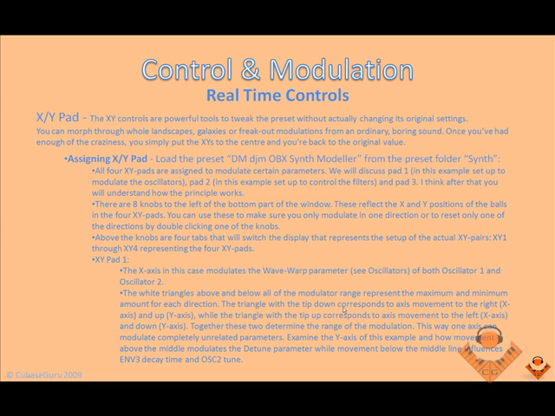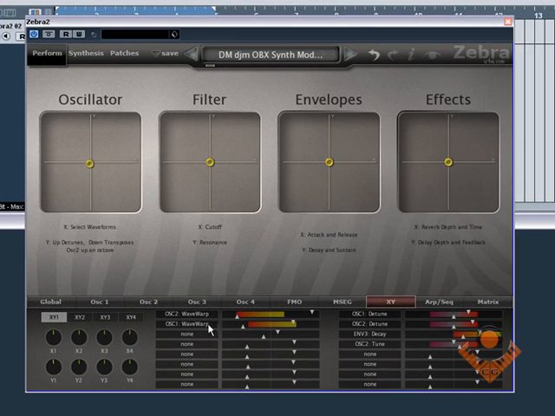Okay, the triangle with the tip down corresponds to the axis movement to the right, x-axis, and up, y-axis, while the triangle with the tip up corresponds to axis movement to the left, x-axis, and down, y-axis. I'll show you that. So the one down corresponds to, as you can see, right on the x-axis and down on the y-axis, and the one pointing up is the opposite, corresponds to up on the y and left on the x.